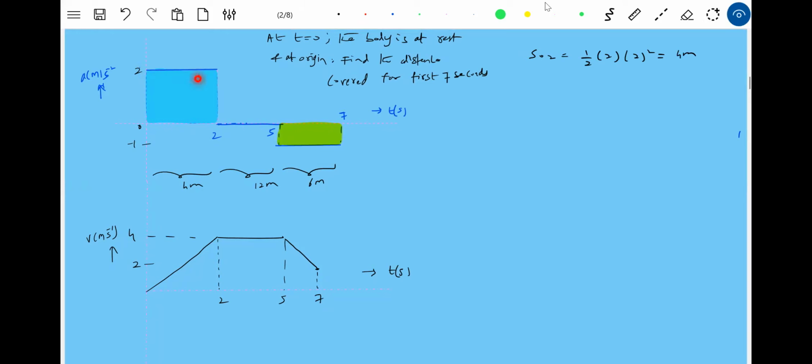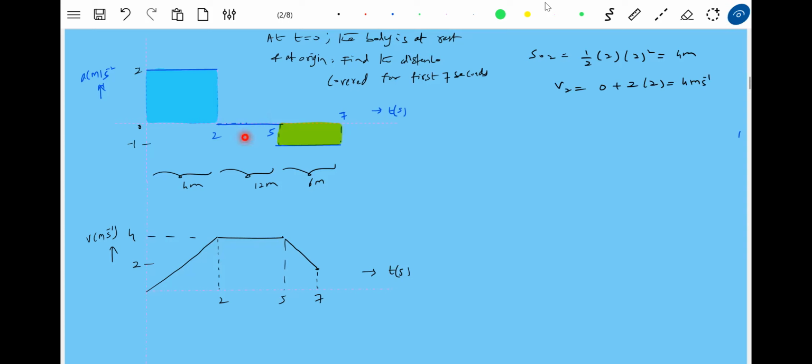Then afterwards, there won't be any acceleration, so it's going to describe a uniform velocity motion. That's what I am showing here. Then how much speed will it acquire at the end of 2 seconds? It will be 0 plus 2 into 2, 4 meters per second.